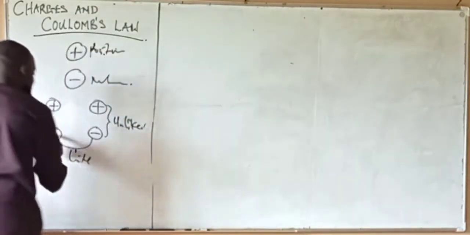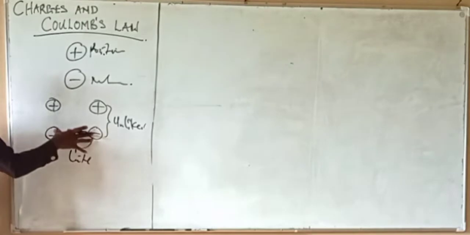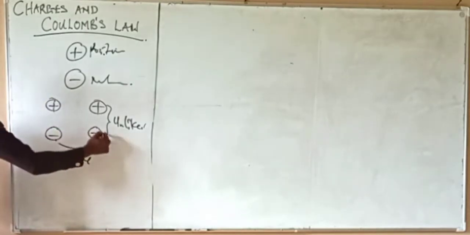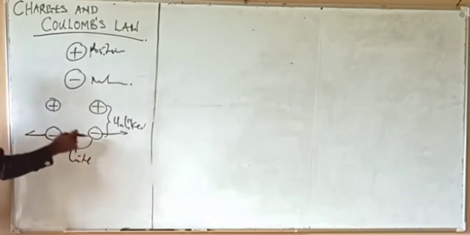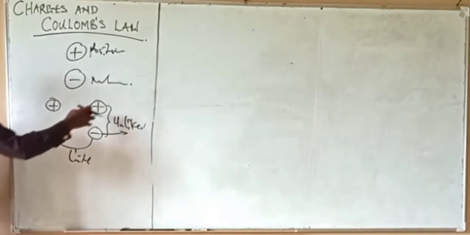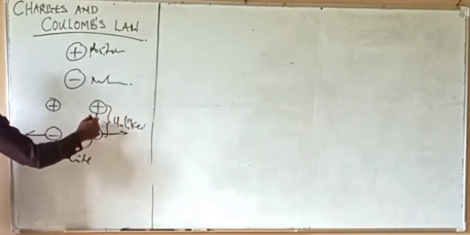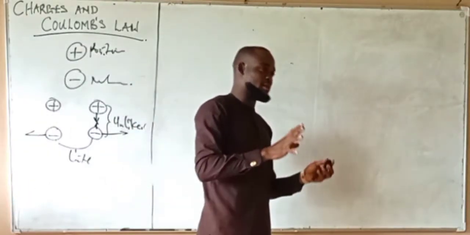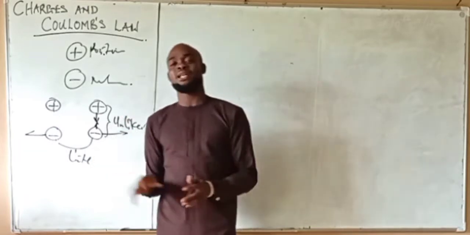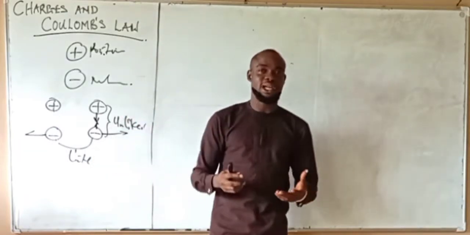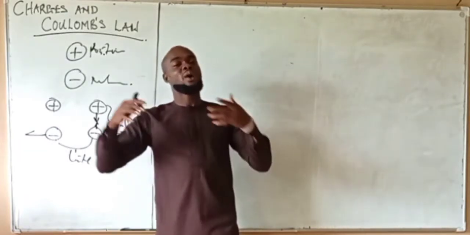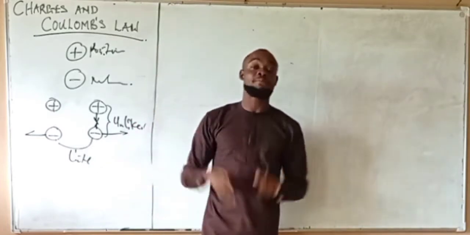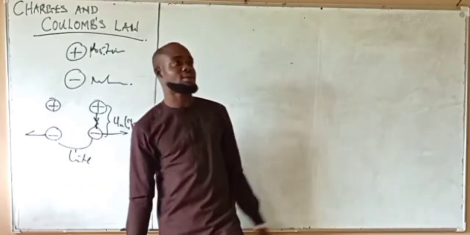Now, if I look at the force between these two charges, it will be something like a repulsive force. Both of them will be running away from each other. What about this and this? They will be coming closer to each other, because like charges will repel, while unlike charges will attract.